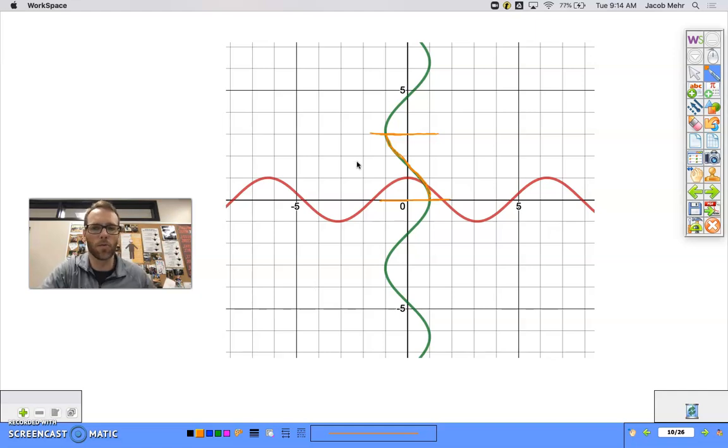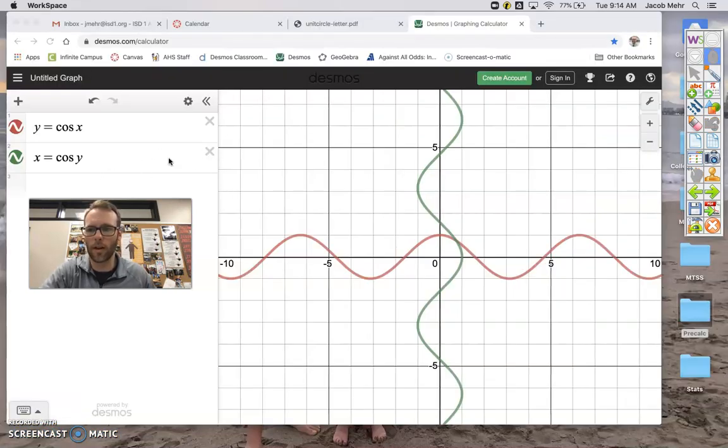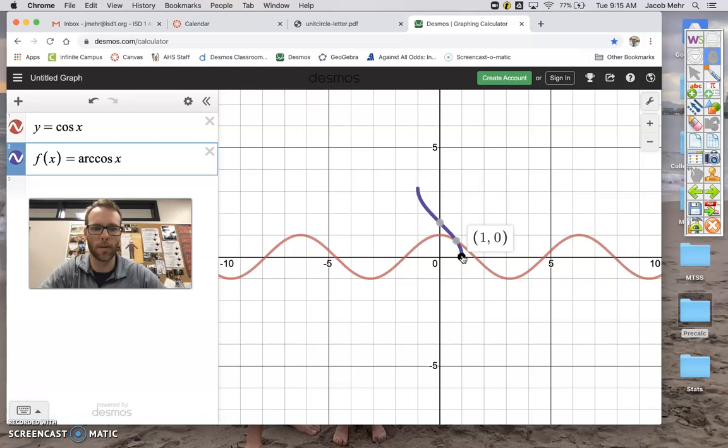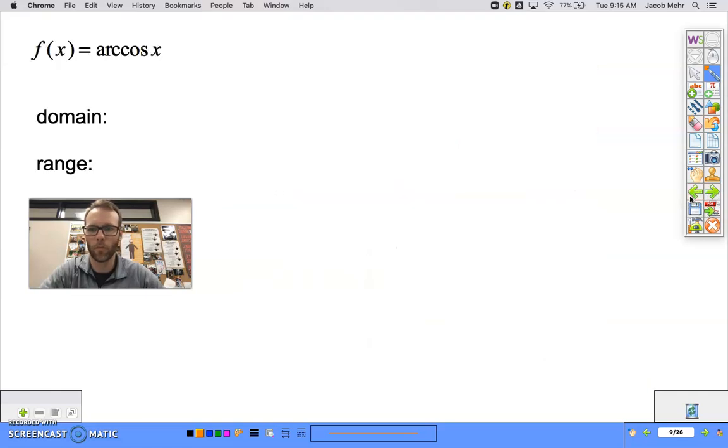So what y values did we restrict it down to? This is obviously 0. What value is this one right here? Well, this corresponds with that point right there, which would be at pi. So if I get rid of that full graph and type in f of x equals the arc cosine of x, we can see that it's graphing from 0 up to pi.